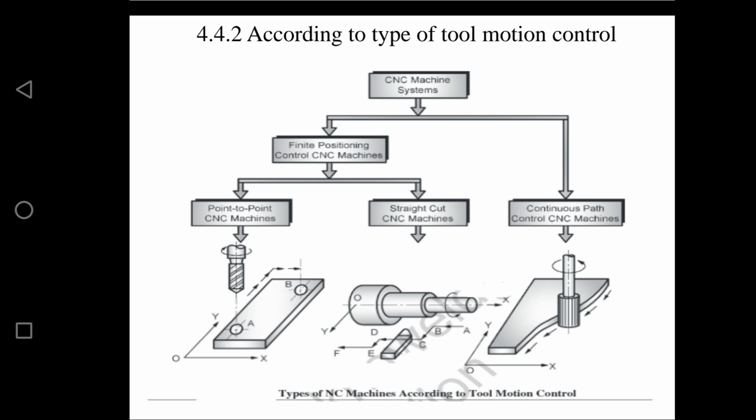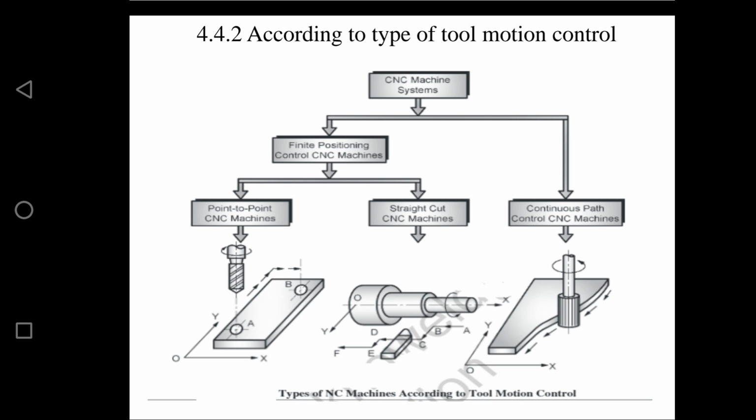So the first one is the finite positioning control NC machine. The name itself indicates finite positioning. Finite in the sense that we have some dimensions, and we can move the tool from one position to another position. We have two types of finite positioning control NC machine systems: one is the point to point numerically controlled machine, and the second one is the straight cut numerically controlled machine.